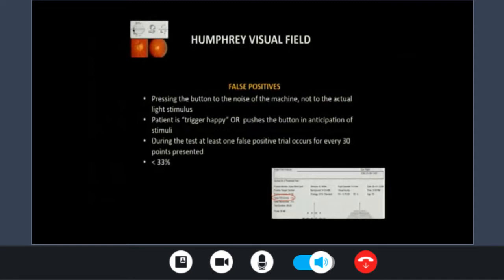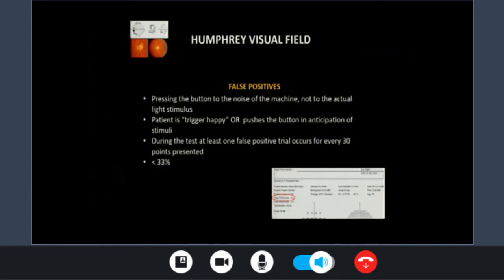Another reliability index is the false positives. So we said before that the machine will give you a stimulus of light and it will give you a sound. So what will happen in false positive? The patient will press the button to noise, but there is no actual stimulus. So the patient is trigger happy.